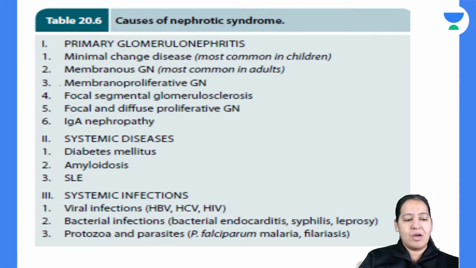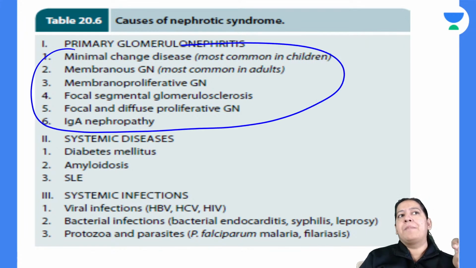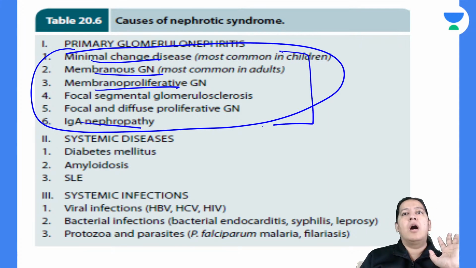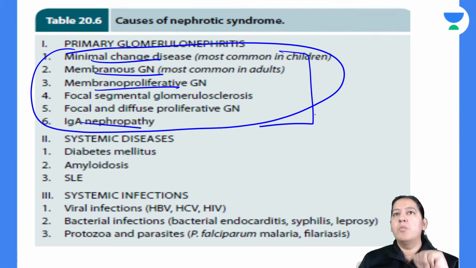So these are the causes or examples of nephrotic syndrome. Learn the primary ones: MCD, membranous, membranoproliferative, IgA. IgA comes in both. If you want to learn all, learn all. If you don't want to learn all, learn the most common.